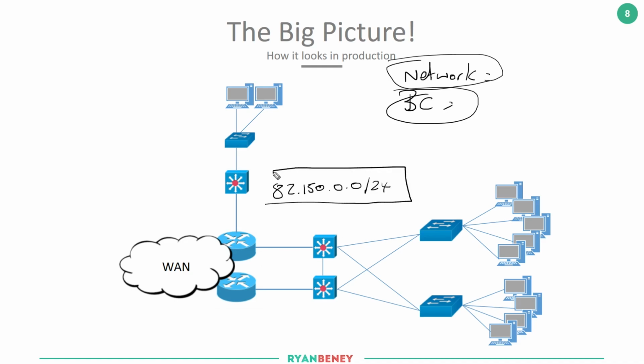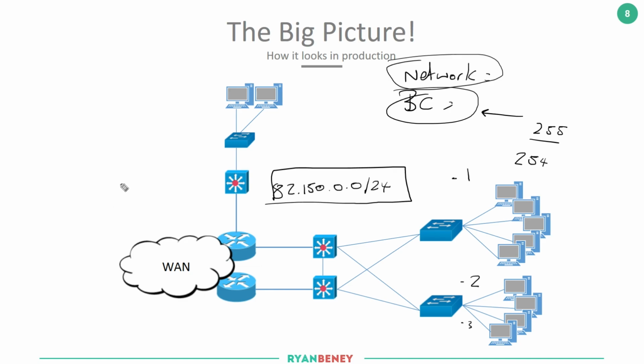This would be our network address, with .1 being the first usable, .2, .3 and so forth, all the way up to 255, but 255 would be our broadcast. So the last usable would be 254.